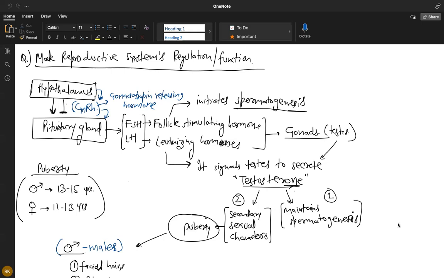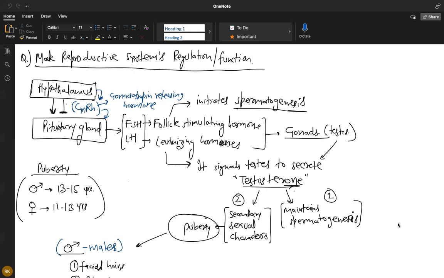Another interesting thing is these hormones are common in males and females. FSH and LH are the same in males and females, but they work very differently. In males, the target organ is the testes. In females, it is the ovaries, right? This also tells a lot about the common origin of sex into male and female body.